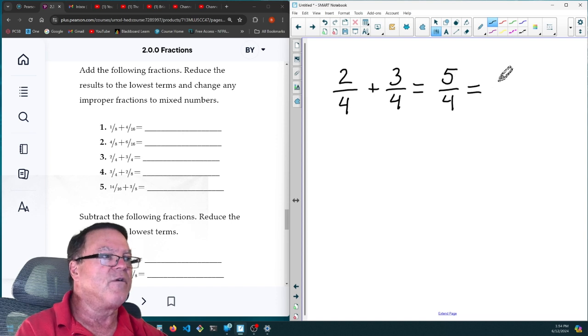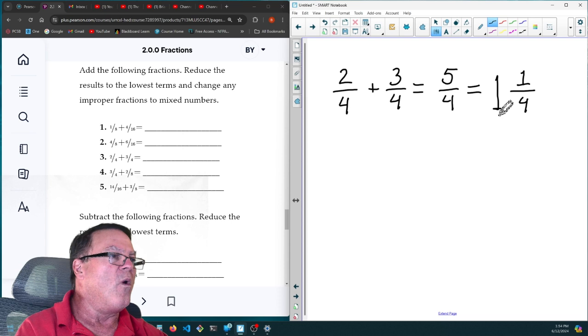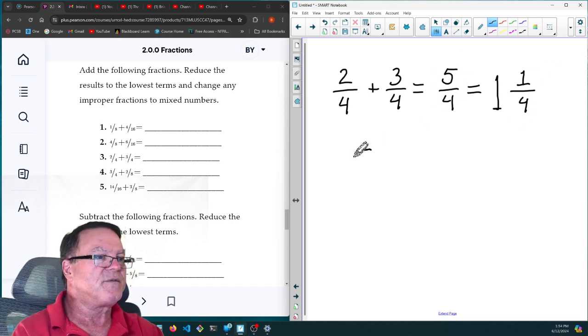So we have to subtract 4 from 5, leaving 1 over 4. And that 4 that we subtracted is over here as 1. It's 4 over 4 plus 1 over 4. So 1 1/4 is the same as 5/4.